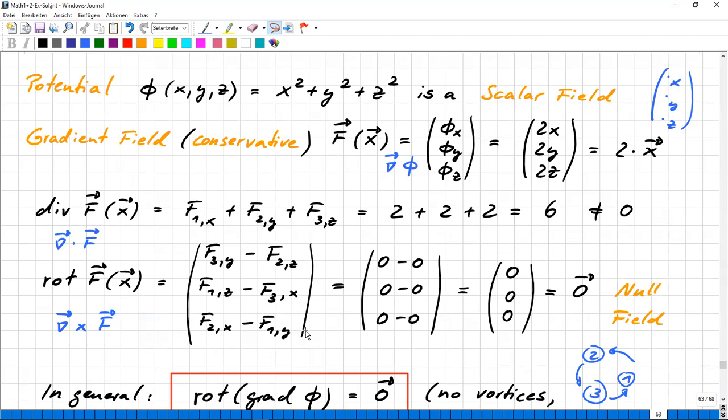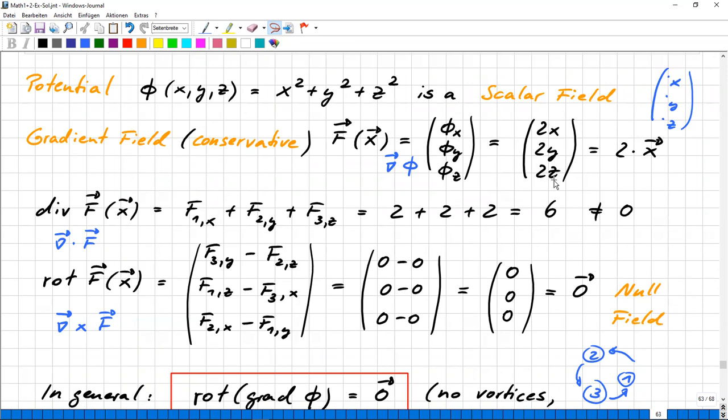Third row, going around, 3. Next is 1, 2. So first times second, first of nabla times second of f. So I take f2 partial derivative with respect to x, minus the other way around, first component partial derivative for y. So that's all. And now let's carefully do so. These are the components of our vector field.